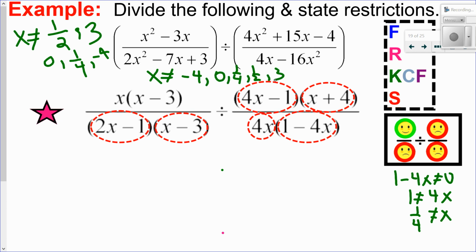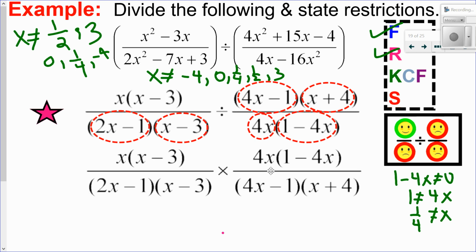So I've done factoring and restricting. Now I'm going to move on to the keep, change, flip. Keep your first fraction the same, change division to multiplication, and then flip your second fraction. So it would look like that. And then my last step in this process is simplifying.